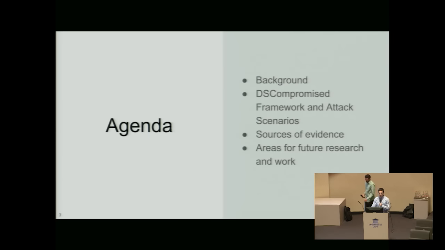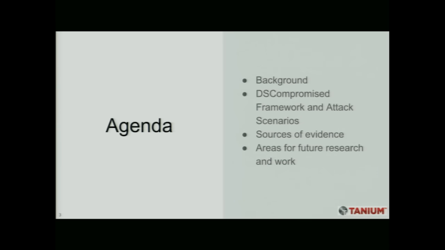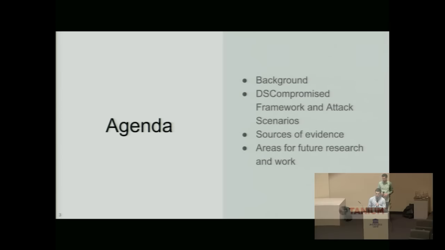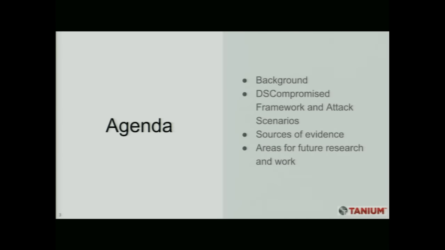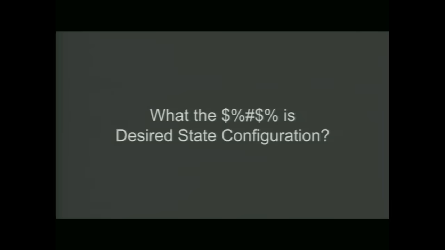So, agenda for today. We'll do a quick background to cover what DSC is and why we chose it as a topic of research. We'll introduce the DSCompromised framework and walk through a few different attack scenarios. We'll do some live, well, quasi-live demos, some videos showing it in action. And then we'll switch from the red team angle to the blue team angle. We'll go from attack to defense and talk about the sources of evidence you could use to detect what we're presenting today. And then we'll wrap up with areas for future research and work.